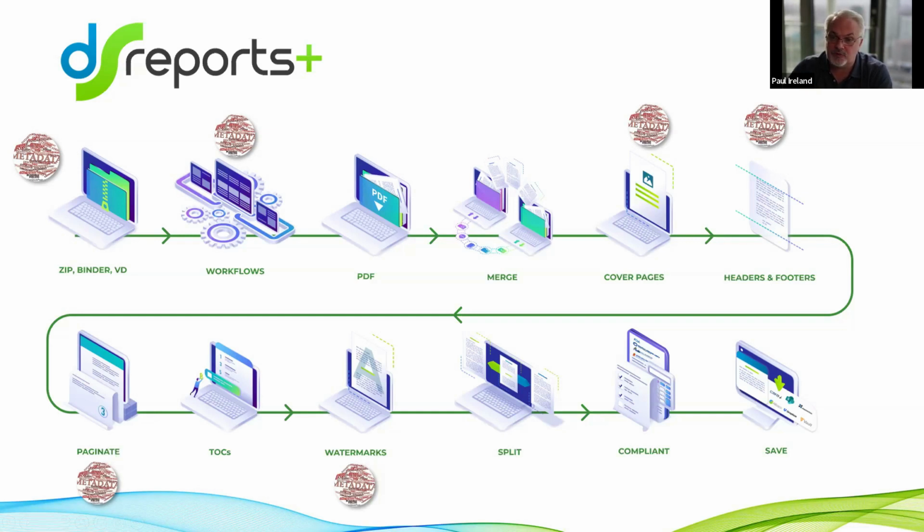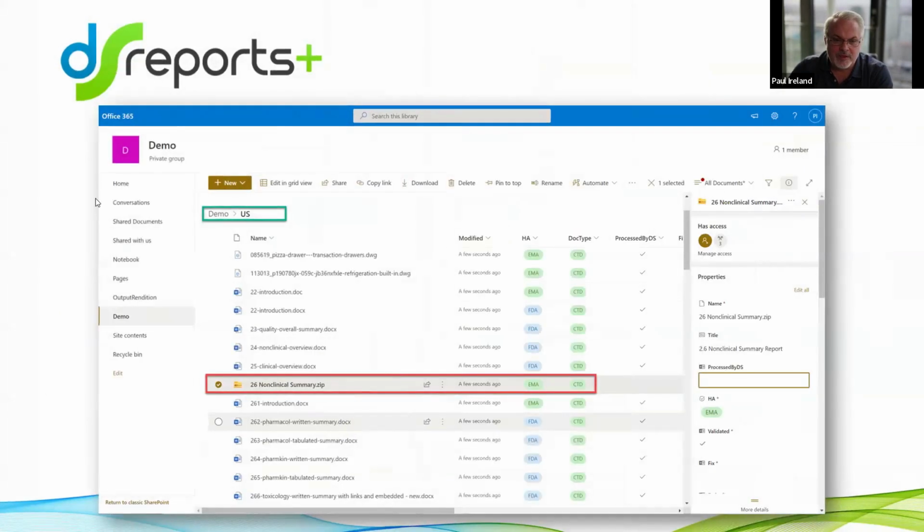You don't need separate tools for each of these. So if I look at what that would look like in SharePoint, I'm using a zip as an example. I've got basically a 2.6 non-clinical summary zip file, and that's just a zip file that's made up of multiple 2.6.x documents inside it.